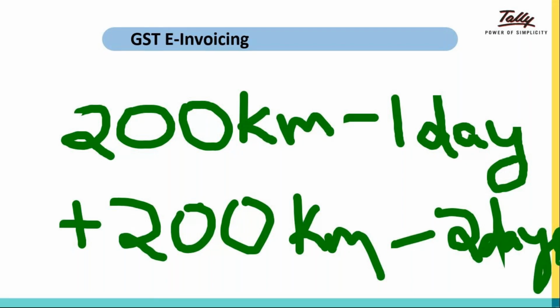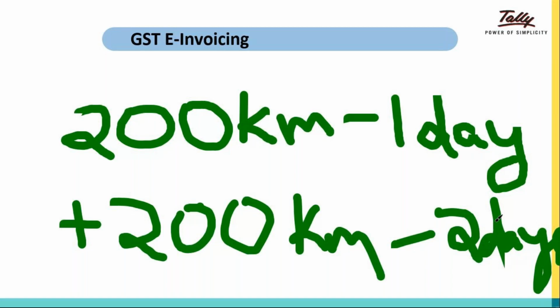So that means if you are transporting goods, let us say for 300 kilometers, in that case the validity is 2 days. And if it is more than 400 kilometers, for every additional 200 kilometers you will have an extra day. That means if it is 450 kilometers, even in that case it will be 2 days. No, if it is more than 400 kilometers it will be 3 days. If it is more than 600 kilometers it will be 5 days. Like that, for every additional 200 kilometers the validity will increase.